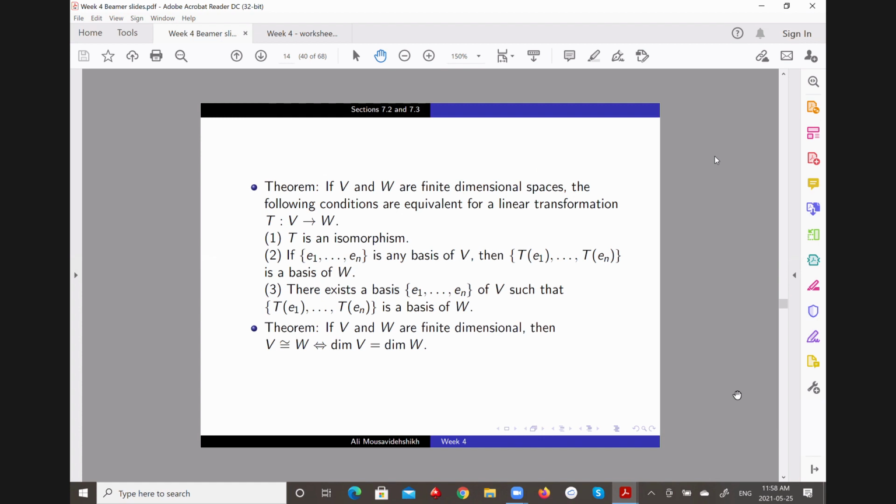And a theorem, consequently, is if V and W are finite dimensional, then V is isomorphic to W if and only if their dimensions are equal. Why? I can just send basis to basis automatically.